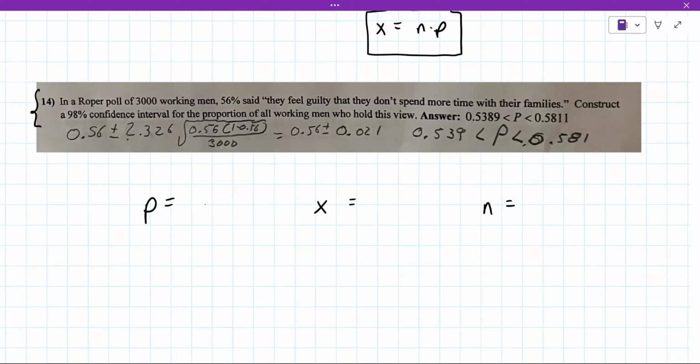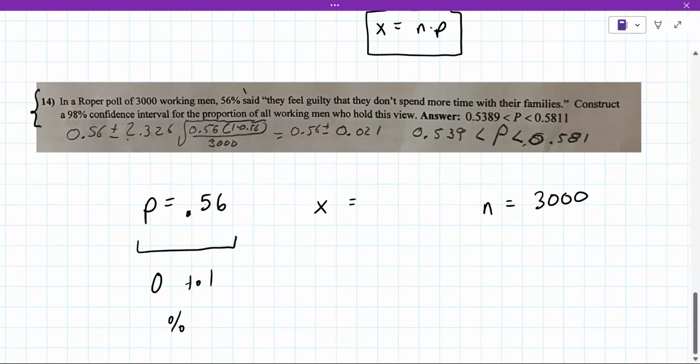How are you doing on this? What's the value of P, X, and N? Any of those? So the value of n is 3000. Okay, good. The value of P is 0.56. P is always the proportion or probability. It's always going to be between 0 and 1, or it's going to be a percentage. Oh, okay.